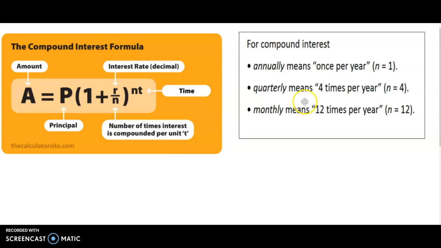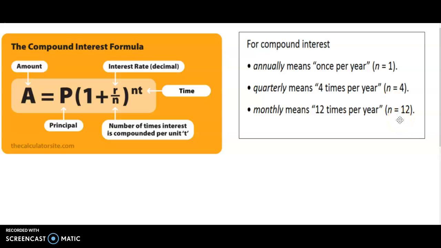Okay, and over here is a quick little chart to let you know, based on what type of problem you get. Compounding annually means once a year. Quarterly means 4 times a year, and monthly means 12 times a year. So when you see these words, annually, quarterly, monthly, N will be equal to 1 for annually, 4 for quarterly, and 12 for monthly.